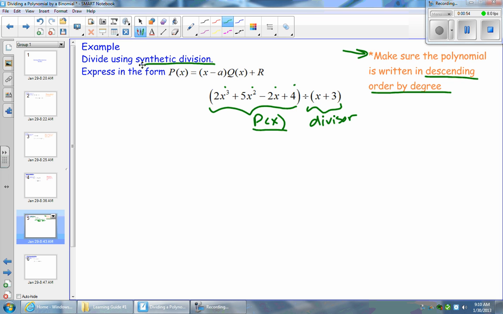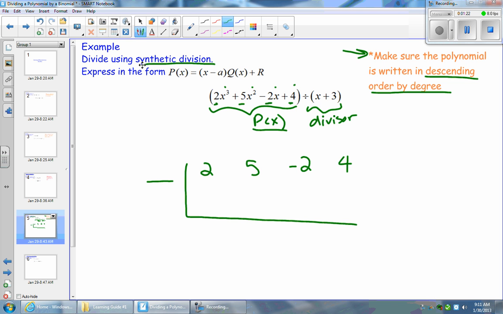Now we set up the synthetic division as follows. So start with an upside down division bar. What goes inside the upside down division bar are the coefficients of your polynomial. So in this case, we have a positive 2, a positive 5, a negative 2, and a positive 4. There you go.